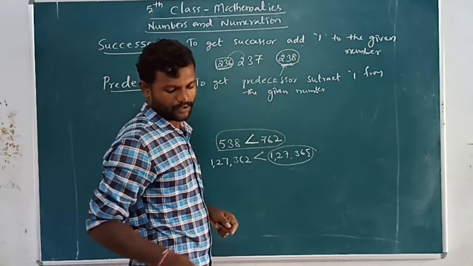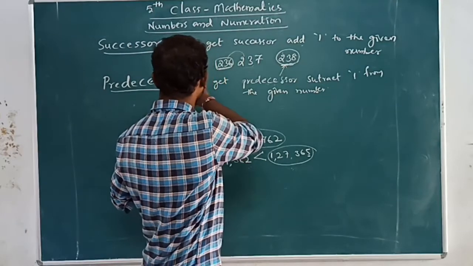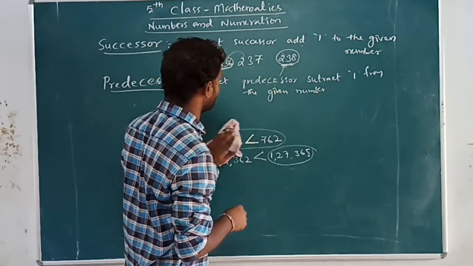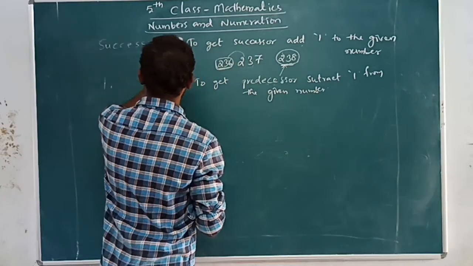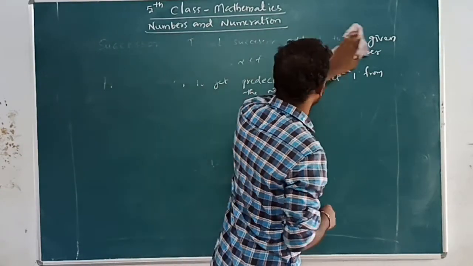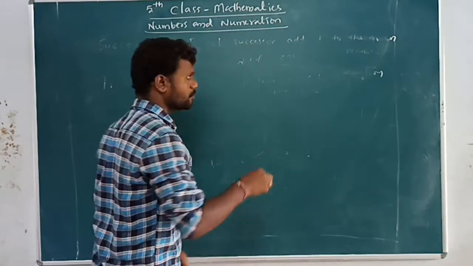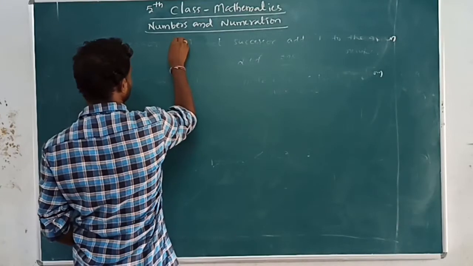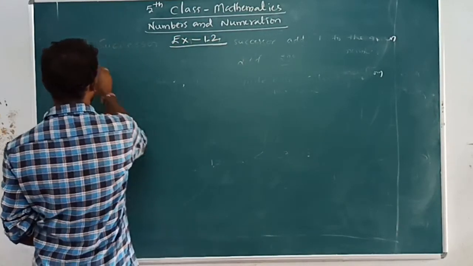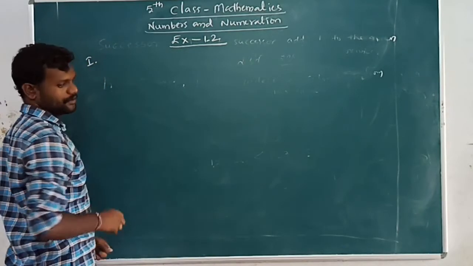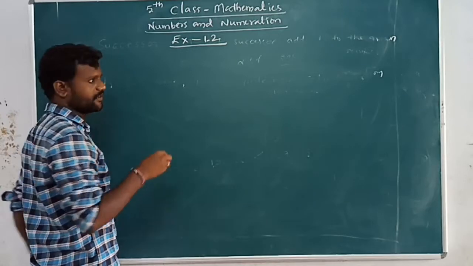Okay. So by observing these two, writing successor and predecessor, and next writing less than, greater than, and equal symbols, we can complete the first bit and second bit of exercise 1.2. So let us open exercise 1.2, page number 11. In that, what is the first bit? Write the predecessors and successors of the following numbers.